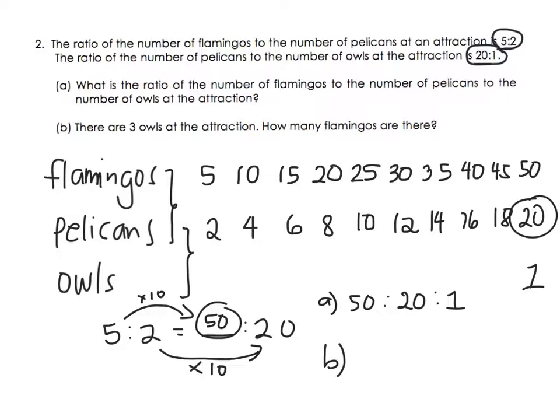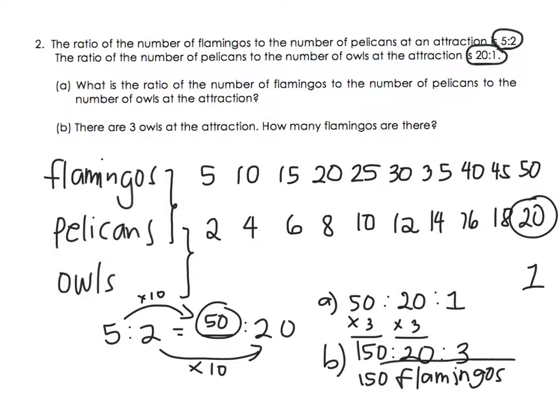Because if you have 3 owls, that means you tripled the number of owls from our ratio of flamingos to pelicans to owls. Then you'll be forced to triple the pelicans and the flamingos. So you'll get times 3, times 3. So you should get 60 and 150. That means there will be 150 flamingos if we end up with 3 owls.